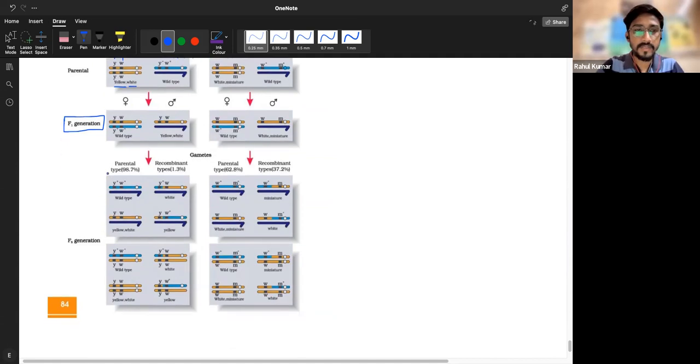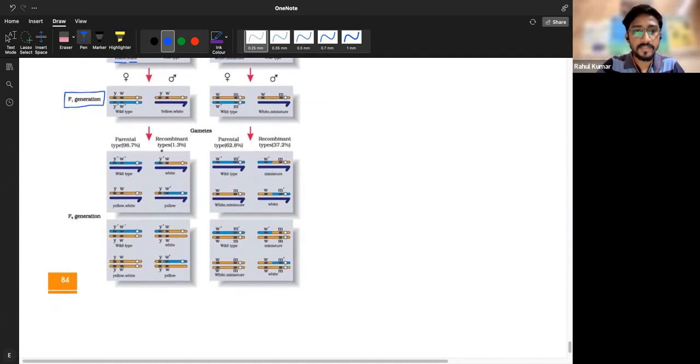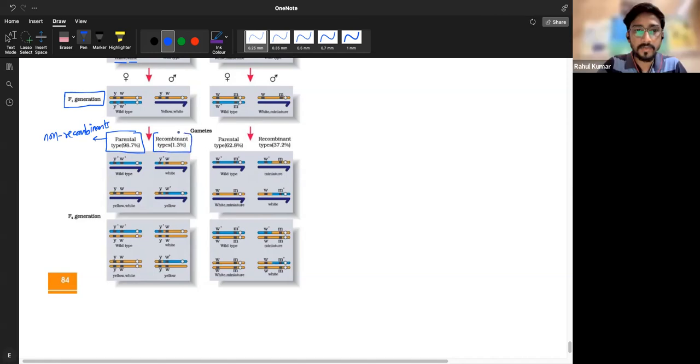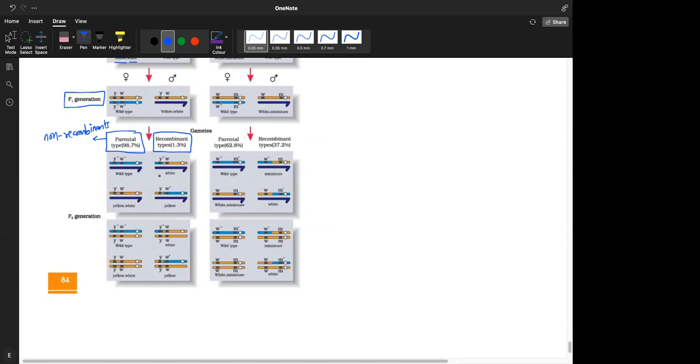And when crossing over happens, you will see that 98% of the times they are parental type, which means non-recombinants. And only 1.3% are recombinants, which are non-parental type. Can you see here Y plus? Y plus was for recombinants. Y plus, W plus was for white type, that is male.